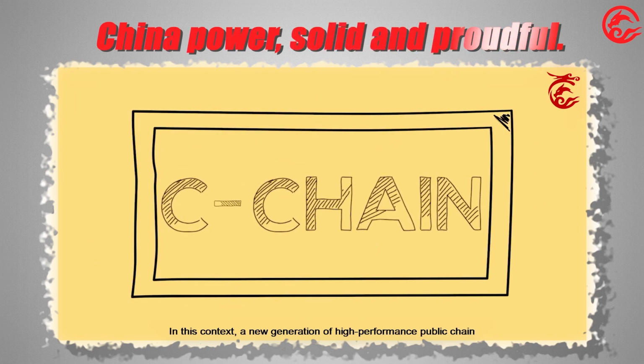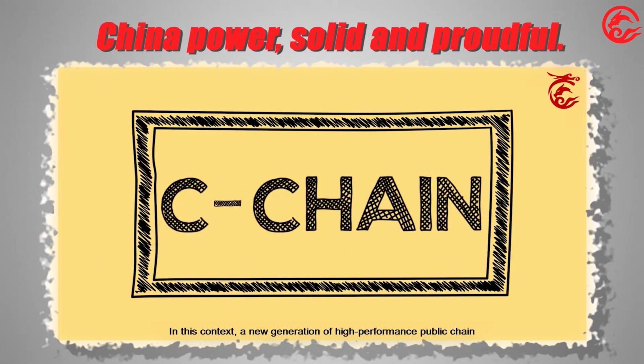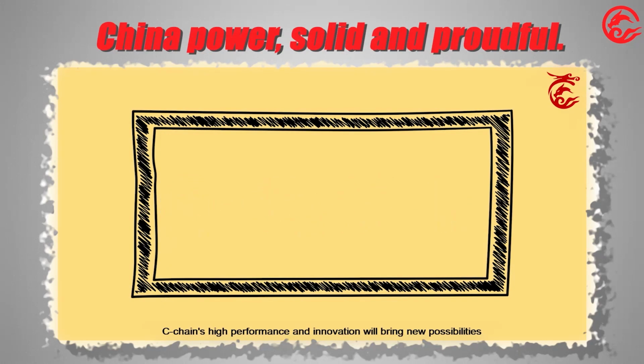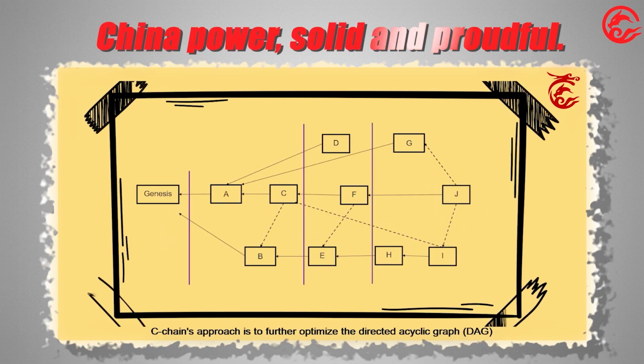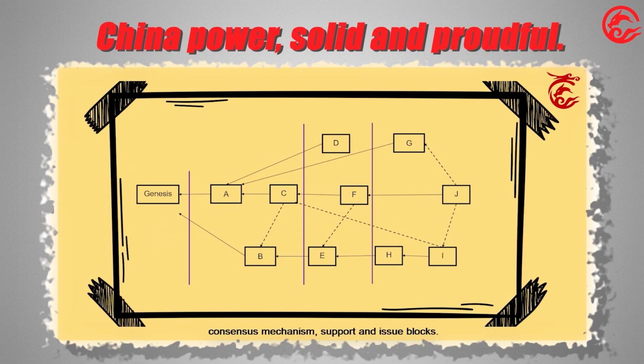In this context, a new generation of high-performance public chain, C-Chain, was born. C-Chain's high performance and innovation will bring new possibilities to the world's future blockchain development. C-Chain's approach is to further optimize the directed acyclic graph consensus mechanism, to support and issue blocks. C-Chain is based on DAG.